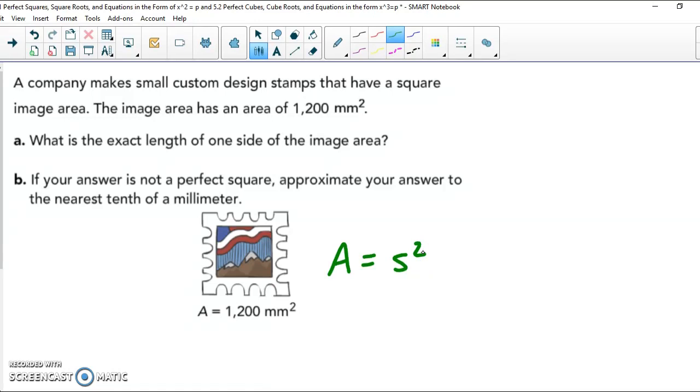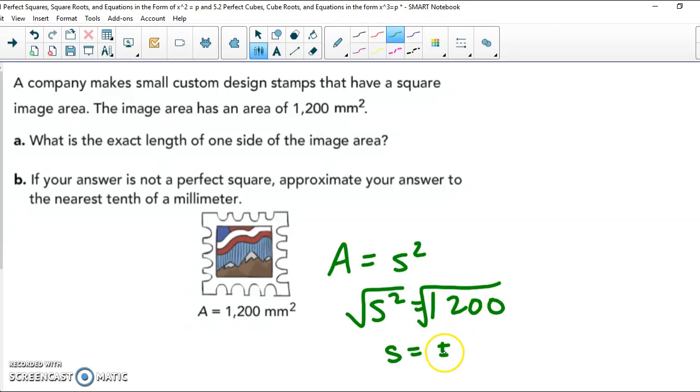So if that's the case, and I want to find what the side length equals, I can take the square root of each side of the equation. And I'm remembering that when I take the square root of 1,200, I need to consider the positive and negative versions. So when I need to know the exact length of one side of the image area, I would say that the exact length would be the square root of 1,200.